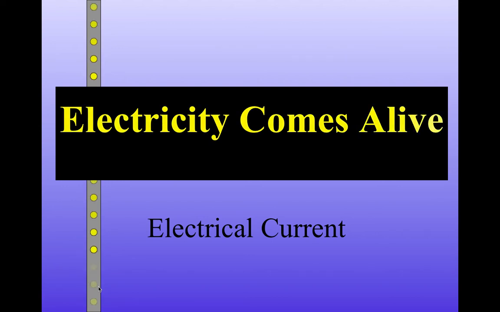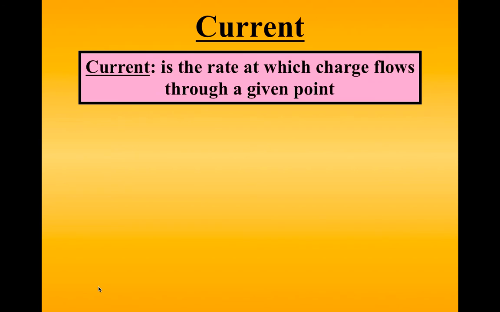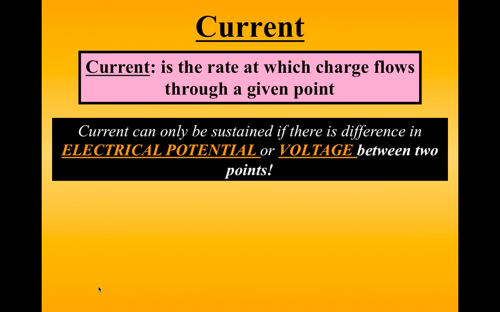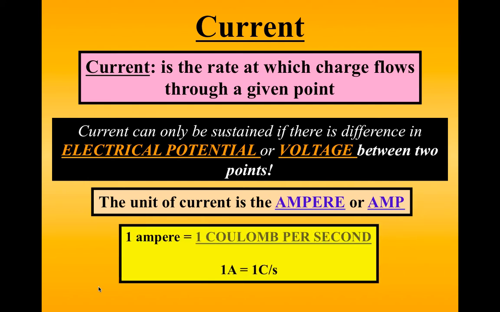Just like the battery has a positive and a negative end, when these two ends are connected, current begins to flow. Current is the rate at which charge flows through a given point. When you see the word rate, you should automatically think time, so the amount of charge per second, the amount of charge per time. Current can only be sustained if there is a difference in electrical potential or voltage between 2 points. The unit of current is the ampere or the amp. 1 ampere is equal to 1 coulomb per second.